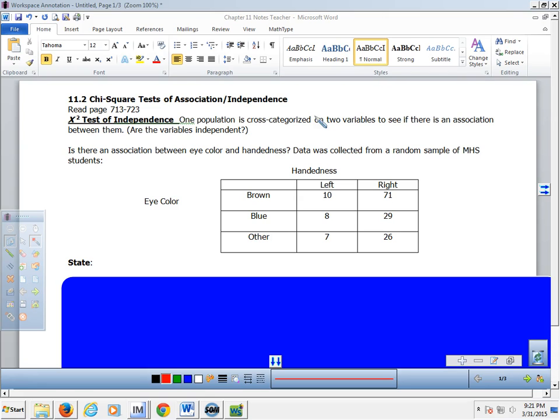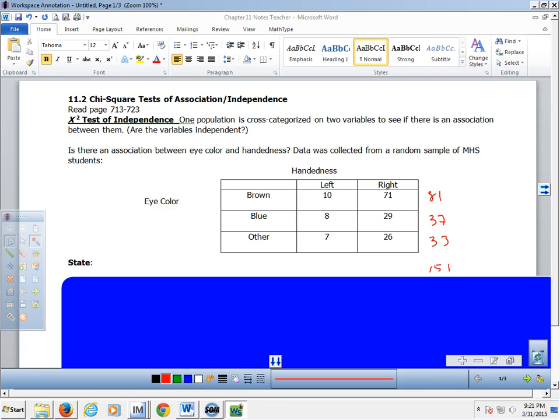So it would be helpful if we had some marginal totals here. 37 and then 33, I believe. 37, 33, yes. This is 60, this is 70, this is 151. So 151 were randomly selected. And this is the breakdown of eye color and handedness.